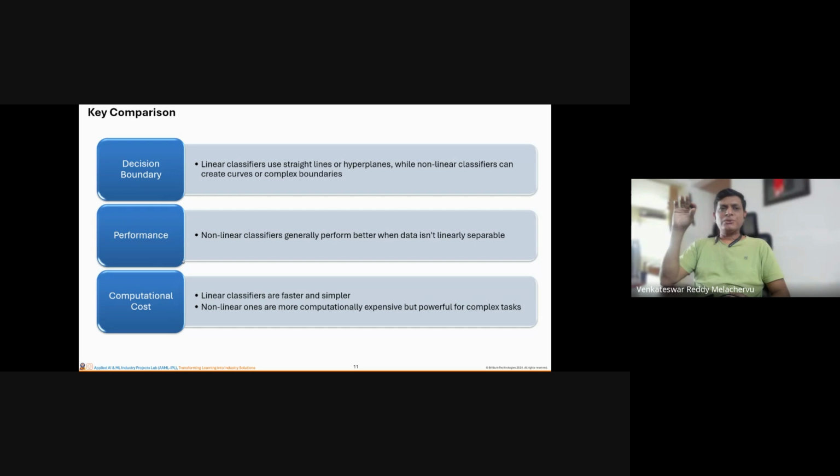So if you look through those three lenses, what are the key metrics that we need to look at to compare these linear and non-linear classification algorithms? It is how difficult it is to derive a mathematical formula for the decision boundary. Obviously, if it is a linear straight line, it's relatively easier to derive a mathematical formula for a straight line, which is w transpose x plus some intercept. So how difficult is it to create that boundary?